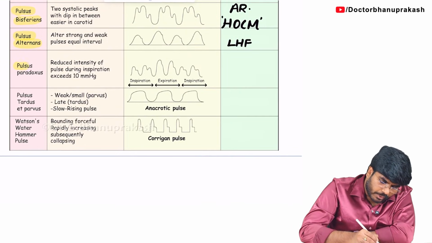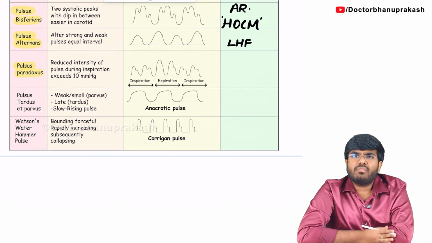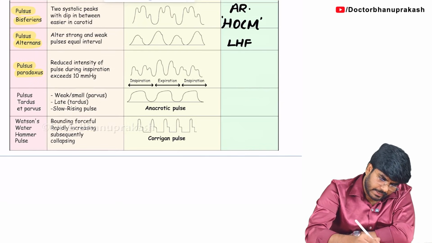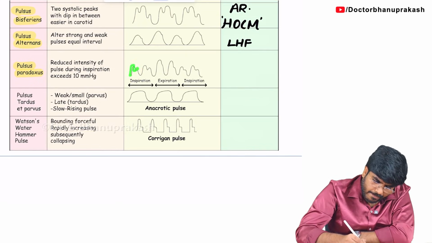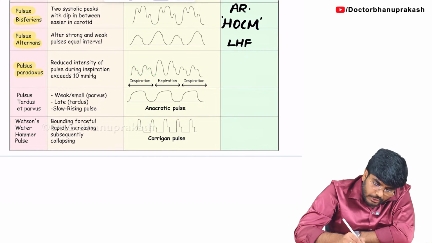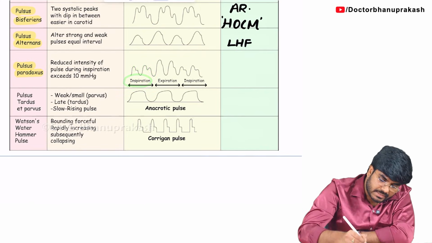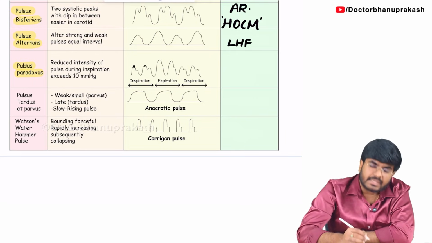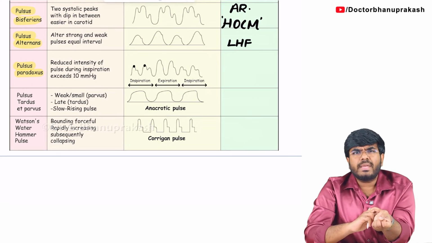But this is very important. Pulsus paradoxus. So what exactly is this pulsus paradoxus? See here, this is the normal pulse. This is the dicrotic notch. See, during the time of inspiration, how the pulse is? It's a weak pulse. Actually, the pulse is disappearing when a person is doing the inspiration.